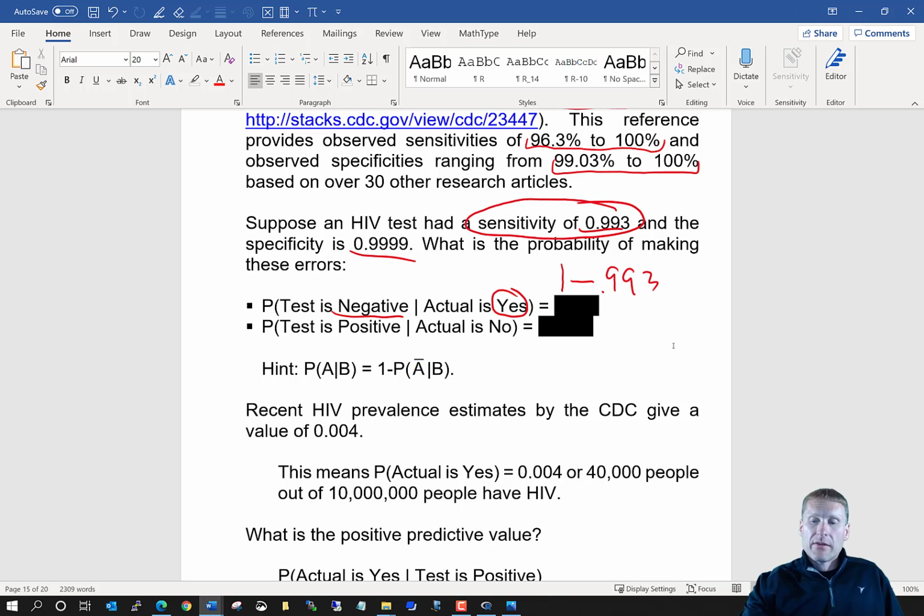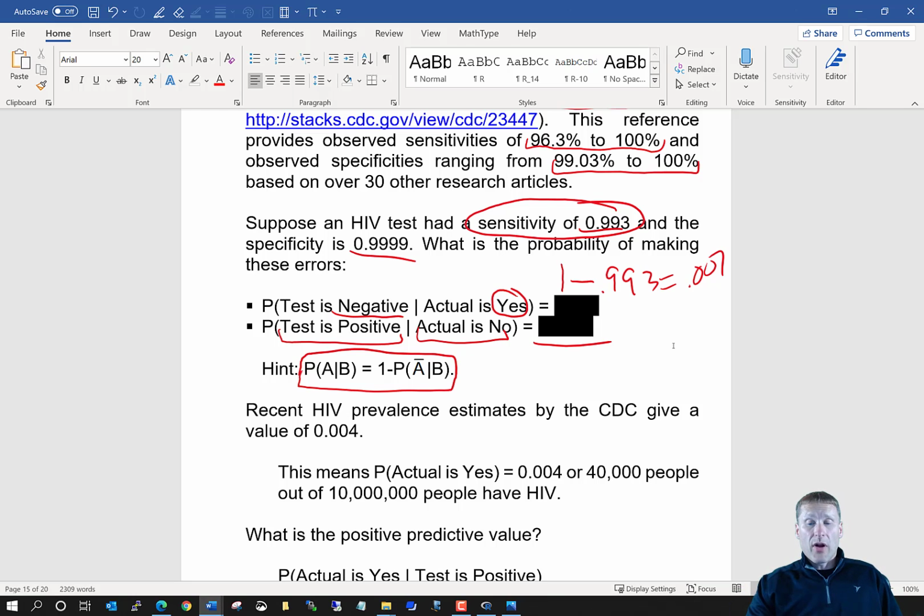And we get 0.007. Now, for the probability the test is positive, given that the actual is no, I want you to find that on your own. It's not too difficult. If you have a question, though, let me know. And all this is doing is working with complements, but complements written in terms of these conditional probabilities. So in the past, we saw the probability of A is equal to 1 minus the probability of A complement. Well, what we could do is simply stick in a given B on both sides. Okay?